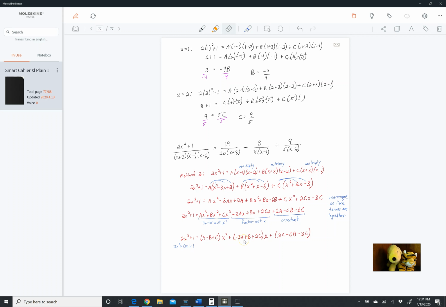So we can set up a system of equations, and you'll see why we don't like it, where we say a plus b plus c is equal to 2, because that's the coefficient of x squared. Negative 3a plus b plus 2c is equal to 0. And 2a minus 6b minus 3c is equal to 1. And we have to solve this system.